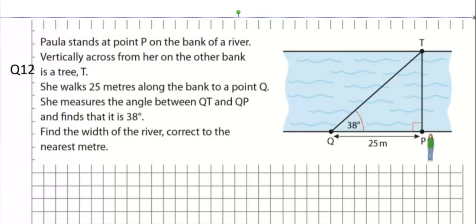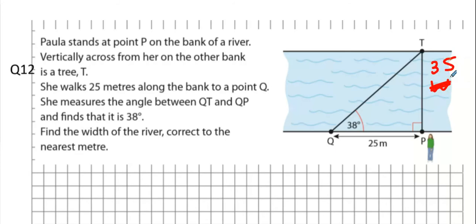Question 12. With question 12, what you want to figure out is the width of the river. You can't use Pythagoras' theorem because you only know one length, you don't know two lengths. If you knew the second length, let's say I said that was 35, I could do Pythagoras' theorem, but I can't do it here.